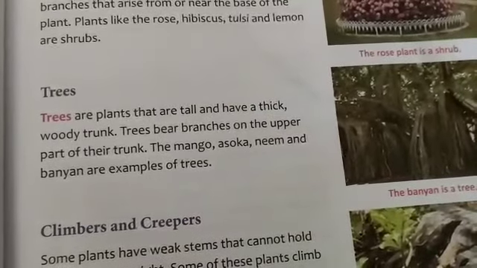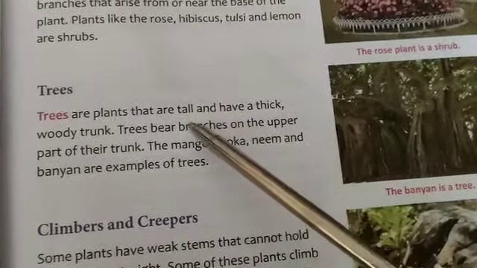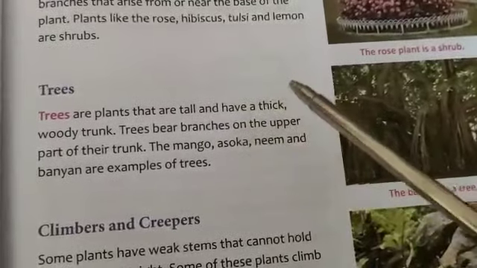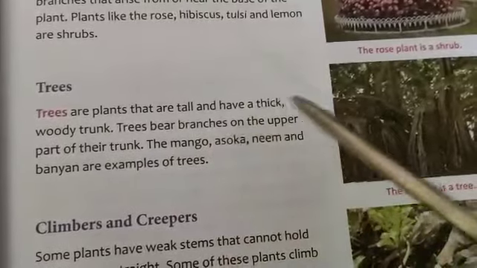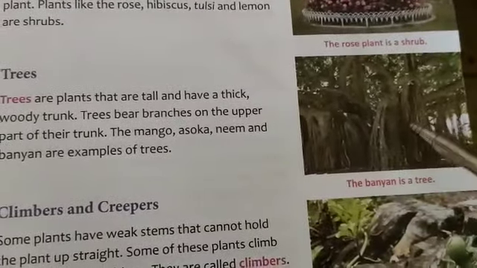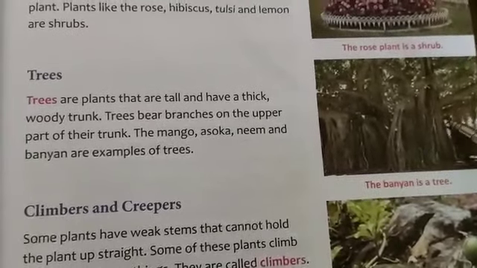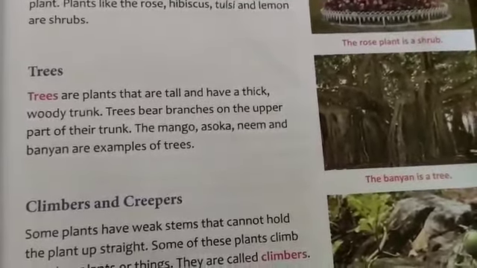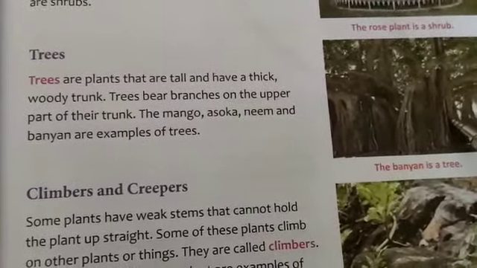So, what are trees? Trees are plants that are tall. They are tall plants and they have a thick woody trunk. And they bear branches on the upper part of their trunk. See, the banyan is a tree. They have a strong, thick, woody trunk. Mango, ashoka, neem and banyan, examples of trees.